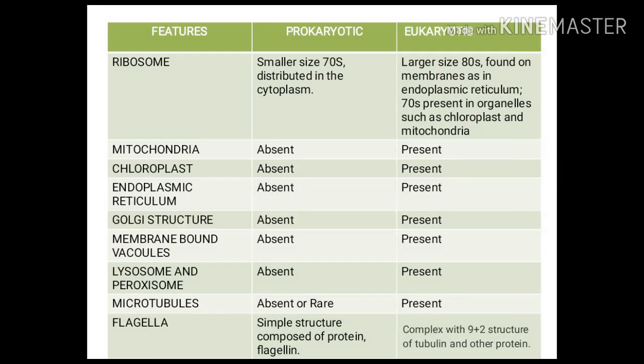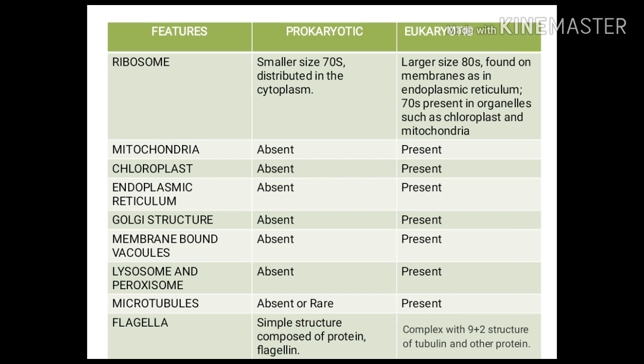Next is the ribosome. The ribosome of the prokaryotic cell is of smaller size, which is 70S, distributed in the cytoplasm, while the eukaryotic cell is of larger size, which is 80S, found in membranes as in the endoplasmic reticulum, and 70S present in organelles such as chloroplasts and mitochondria. We have the mitochondria in the prokaryotic cell is absent, in the eukaryotic cell is present.